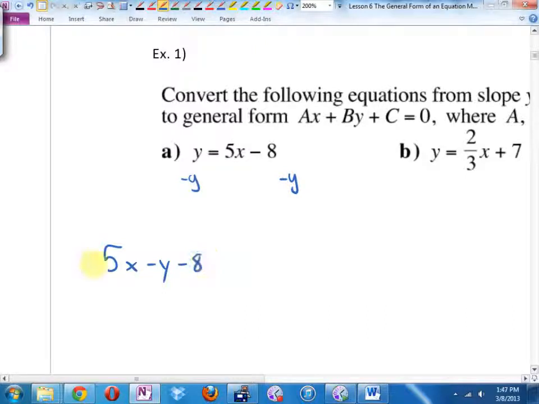And although technically I put the 0 on this side, I don't want to. That's the same, Alex, as having the 0 over here. And now it looks like Ax plus By plus C equals 0. What's capital A in this question? 5. What's capital B in this question? Careful. -1. What's capital C in this question? Careful. -8. That's the lesson.